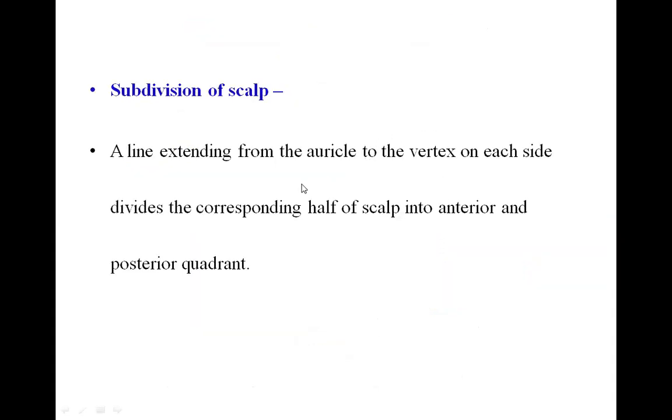Subdivision of the scalp. A line extending from the auricle to the vertex on each side divides the corresponding half of the scalp into anterior and posterior quadrants. So the scalp is divided into anterior and posterior quadrants by a line extending from the auricle to the vertex on each side.